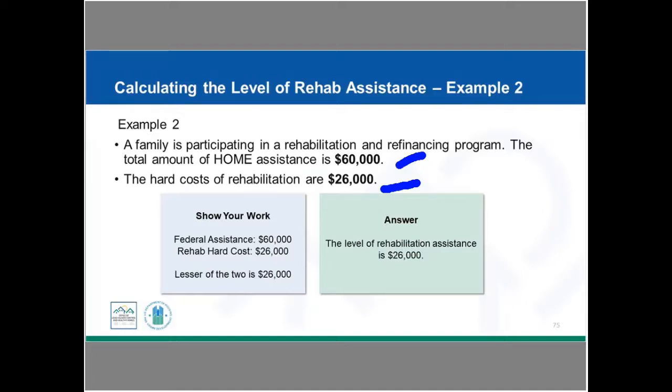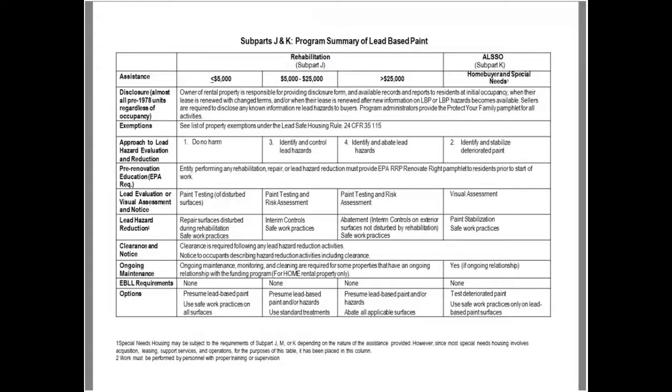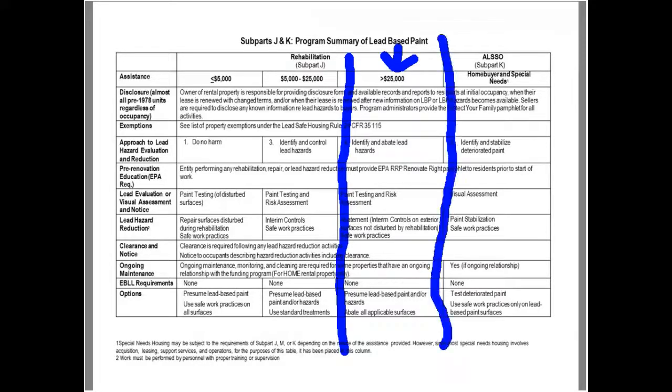So the federal amount of assistance, again, $60,000. The rehab hard cost is $26,000. The lesser of the two is $26,000. And so I'm going to be looking back on my chart here, and where would I find $26,000? So anything over $25,000 falls within this last column here for Subpart J. We're not looking at this column today because that's Subpart K.